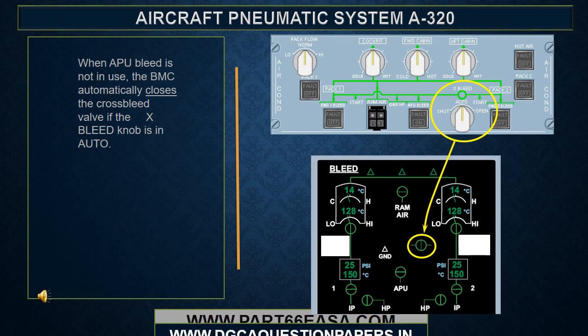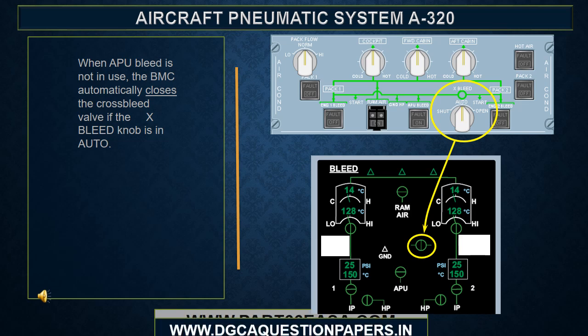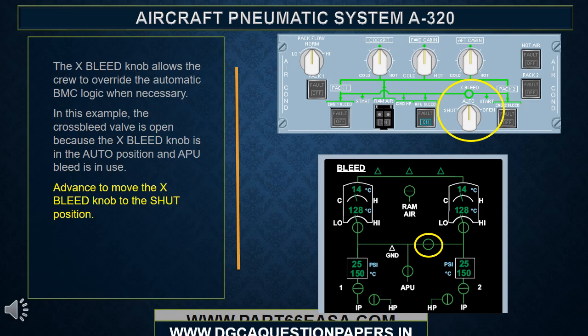When APU bleed is not in use, the BMC automatically closes the cross bleed valve if the cross bleed knob is in auto. The X bleed knob allows the crew to override the automatic BMC logic when necessary.